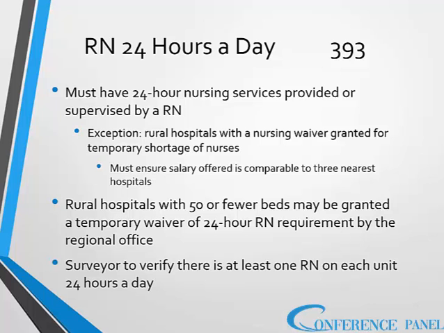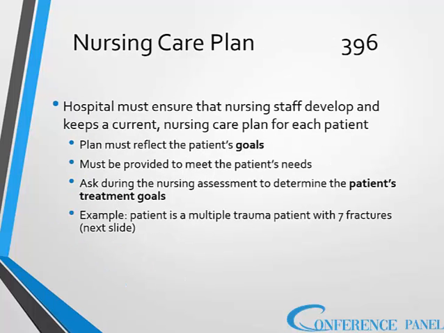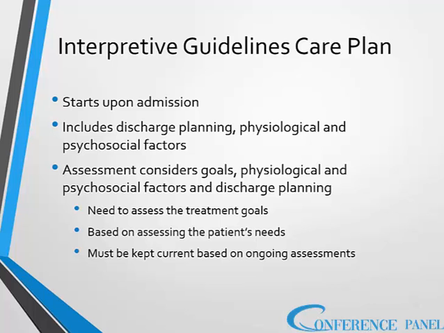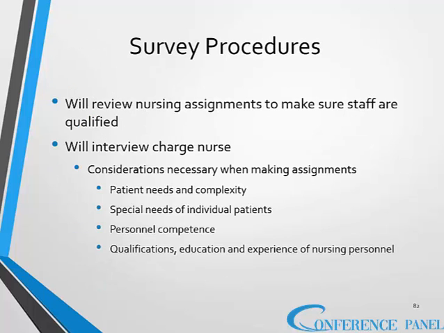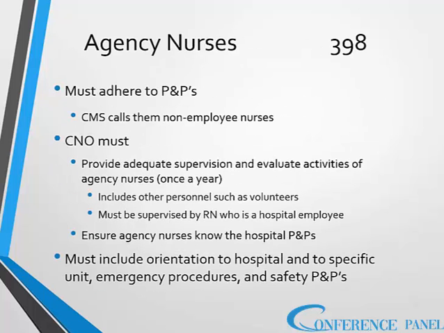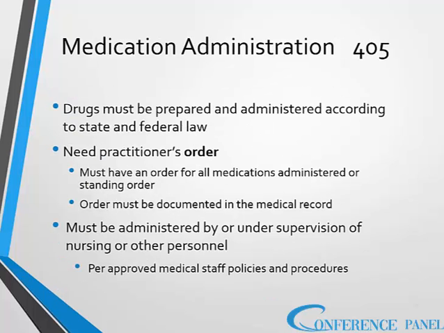We have to have 24-hour nursing service provided or supervised by an RN. We have to verify licensure. We have to have an RN for every patient. We have to have a care plan for every patient. The interpretive guidelines say it starts on admission. The next tag number talks about assigning care. The surveyor will look at the assignments, make sure staff is qualified. When they included agency nurses, outpatient departments, medication administration is a huge component within the chapter itself.